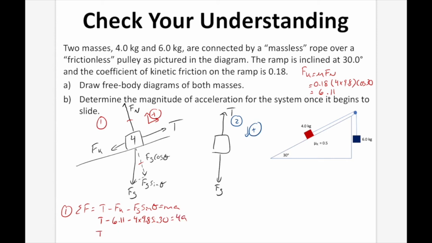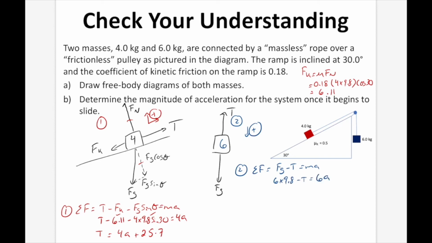And then we can simplify and say that T is going to equal 4a plus, I'm going to add these 2 together, 25.7. And that's going to be our equation number 1. Equation number 2 is going to be the sum of the forces. That's going to equal Fg minus T equals Ma. Fg is going to equal mg. The mass of this object is 6, so we're going to say 6 times 9.8 minus T is going to equal 6a.